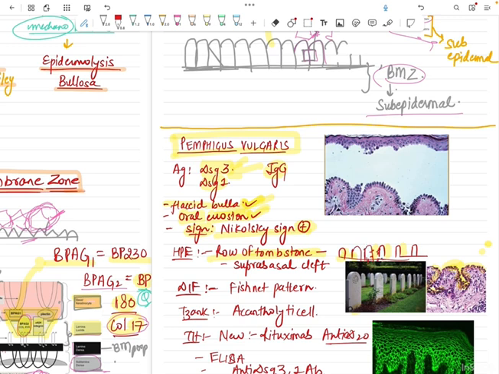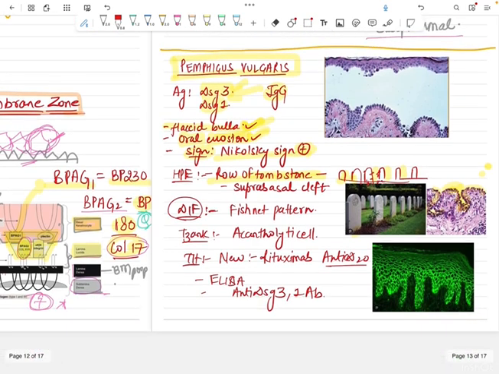Hemidesmosomes are intact. Now DIF, very very important. What is the DIF? This pattern is known as fishnet pattern because the antibodies are against the desmosomes, and all the desmosomes are in the periphery, so they are marked. Center is empty. So fishnet pattern, and Tzanck, very important investigation.